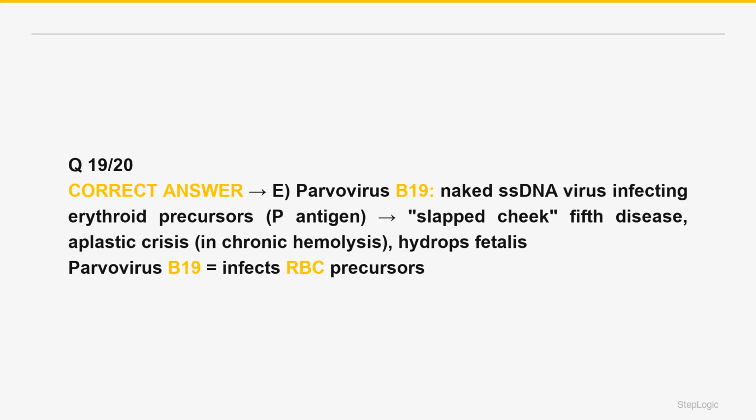In healthy children, it causes erythema infectiosum, fifth disease, the bright red slapped cheek rash, followed by a lacy reticular rash and arthralgias in adults. In patients with chronic hemolytic anemia, sickle cell, hereditary spherocytosis, who depend on brisk red cell production, the temporary shutdown causes a sudden aplastic crisis with reticulocytopenia, and in pregnancy, fetal infection can cause severe anemia and hydrops fetalis. The single naked DNA virus that infects red cell precursors, producing slap cheek disease, aplastic crisis, and hydrops, is parvovirus B19.